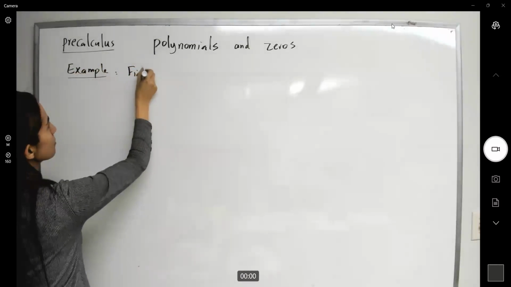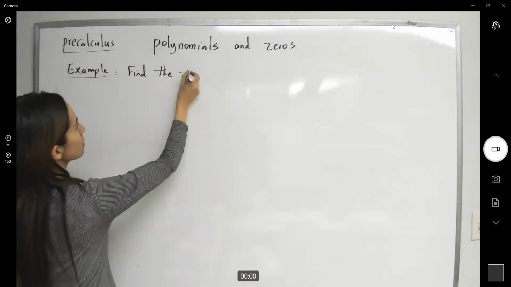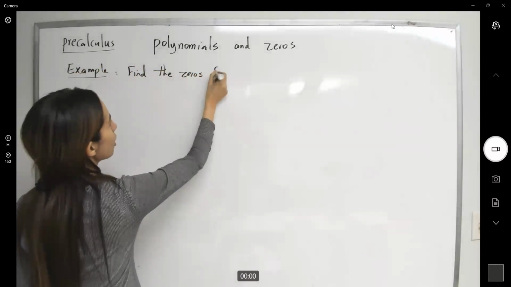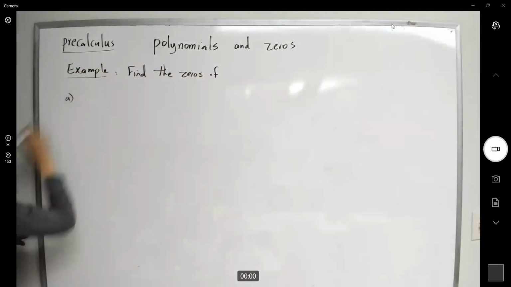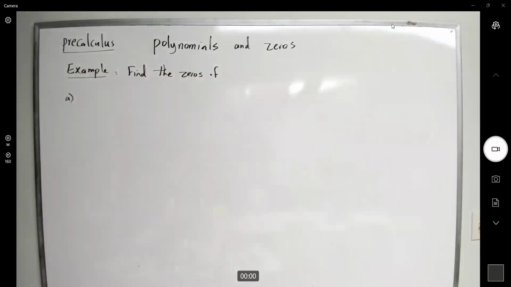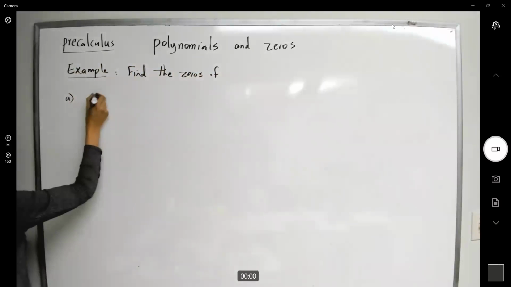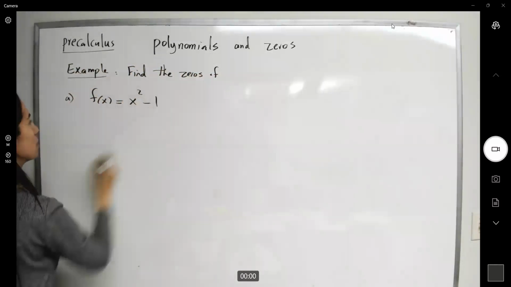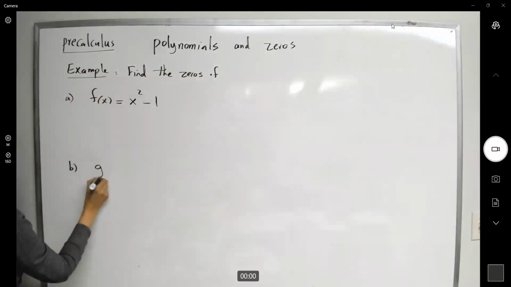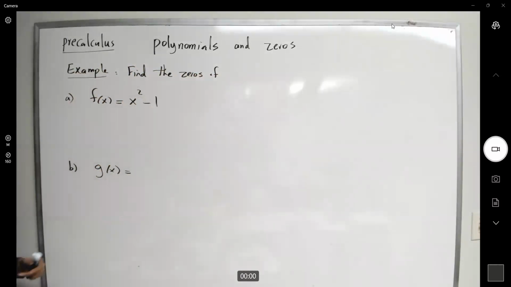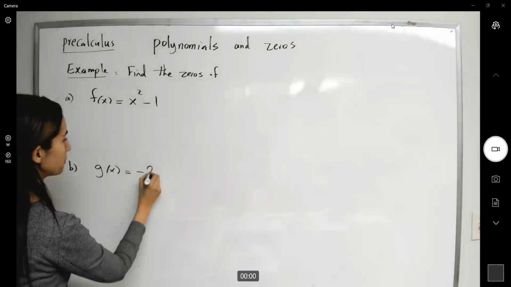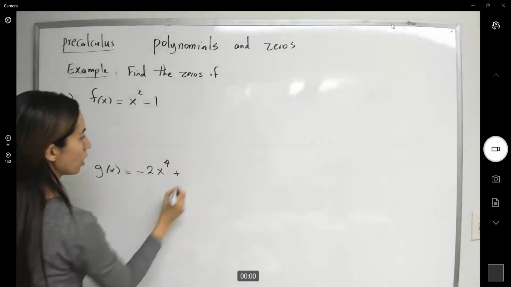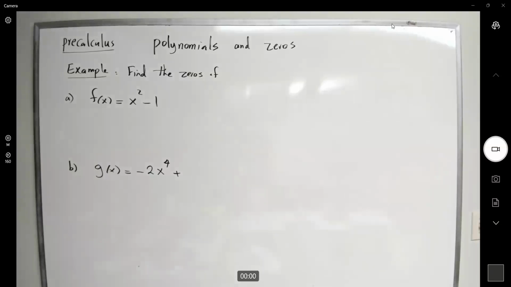Find the zeros of the first one, which is an easy one. Here you have f(x) = x squared minus 1. The second one, we are making it a little bit more interesting. We have g(x) = negative 2x to the 4th plus 2x squared.